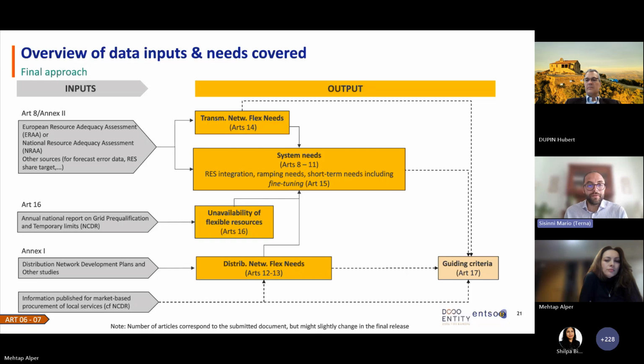And then finally, you see that all the arrows are going into this guiding criteria. Guiding criteria are basically a set of additional information related to the needs that we quantified that should provide the policymaker with informed data and other information to take informed decisions on the resources that can best cover the various needs that we quantify. So I think you can go to the next slide.